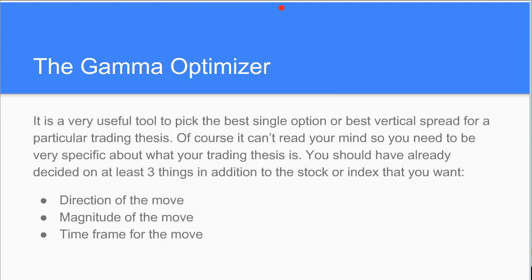You have to know what you're doing. This is not a magic bullet. This is not a system where it will make money for you. This is a tool to assist you in making money. And that's it, I guess. If you have, folks, any questions, just let me know.